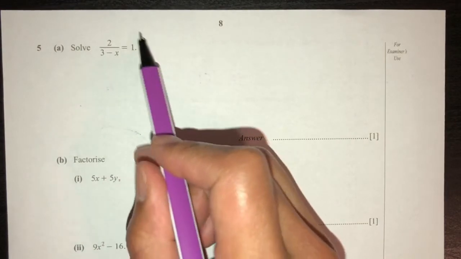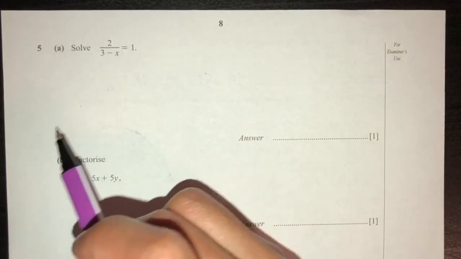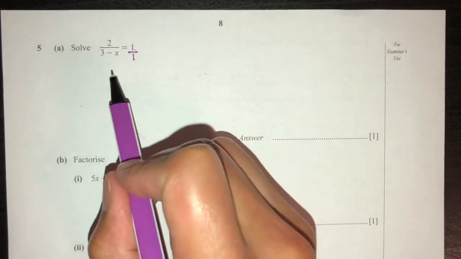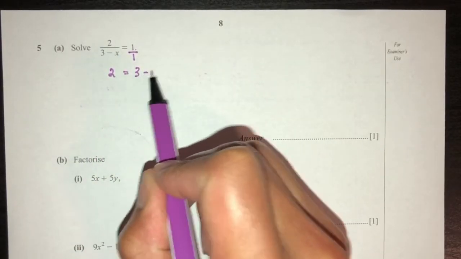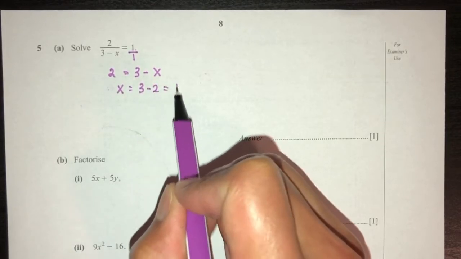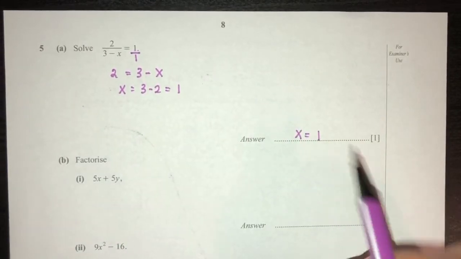So here we have to solve this equation. We have to find the value of x. As always, when you have a fraction, you can cross multiply. You will have 2 equal to 3 minus x. So x will be 3 minus 2. That is 1. x is equal to 1.